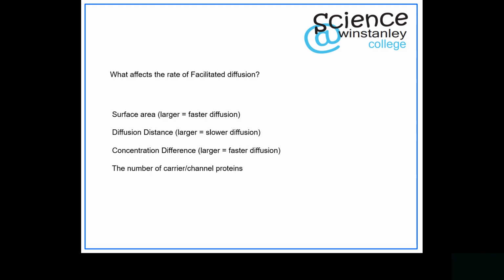Obviously, the greater it is on one side and the lower it is on the other, you get a steeper gradient, it will happen faster. And then the number of channels within an area. So not just how big the membrane is. Obviously, a bigger membrane will have more channels, but the density of channels within an area will also affect how quickly molecules can move. The more channels you've got, the more gateways you've got to get through that membrane from a higher to a lower concentration. So that's facilitated diffusion. Hope it's been some use.